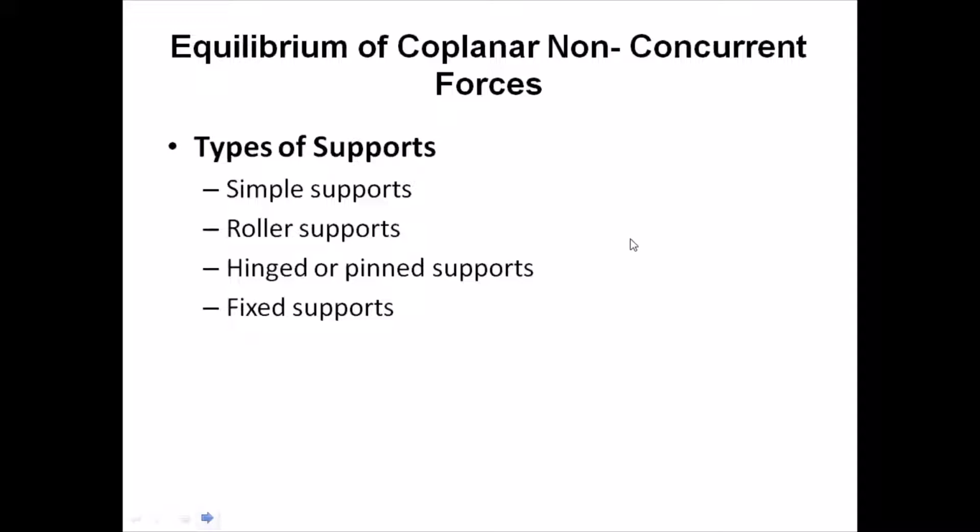The first one is, what are the different types of supports. We have basically four types of supports. That is, one is simple support, roller support, hinged support, and fixed support. So these supports are basically given for a beam, or any structural member.